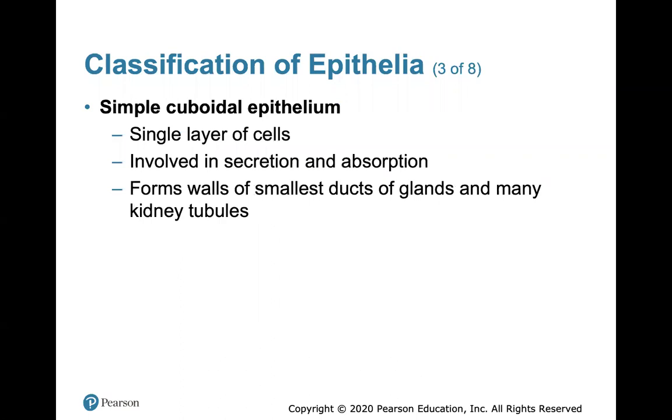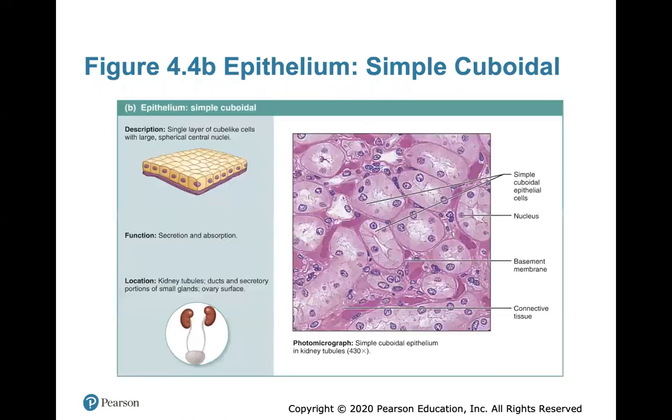Simple cuboidal is a single layer of cells that are cuboidal in shape. It functions in secretion and absorption. So we'll find these in the ducts of glands and many kidney tubules. Here's simple cuboidal, and here's a cross-section view. You can see how the simple cuboidal cells surround what we call a lumen, or a hollow space in between.